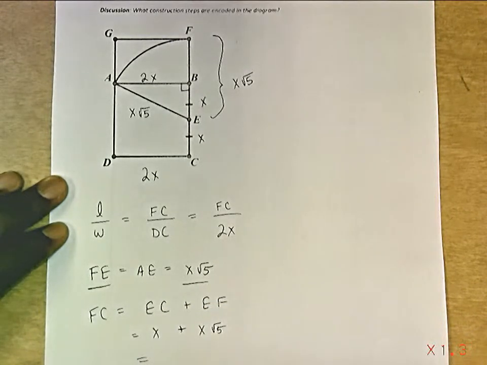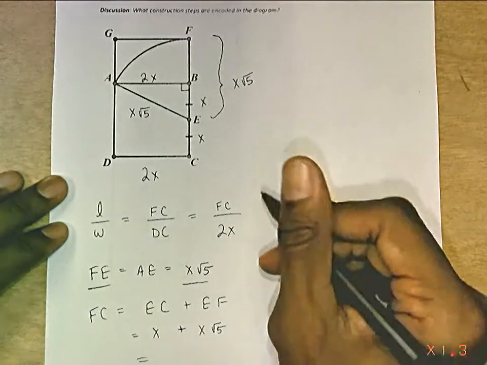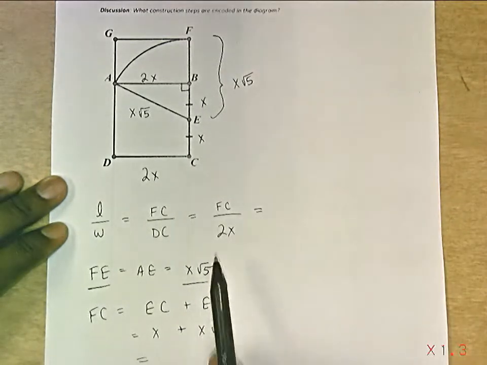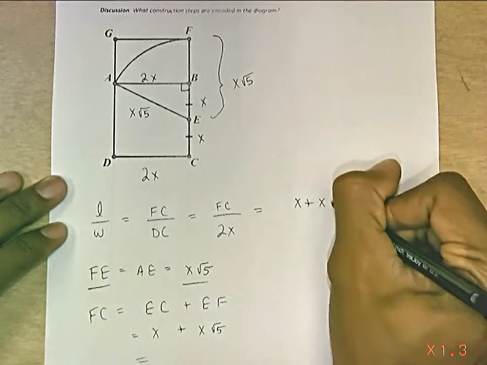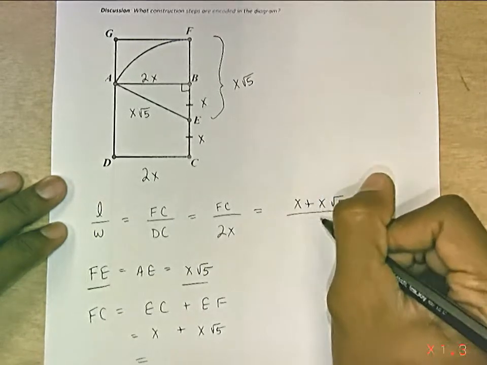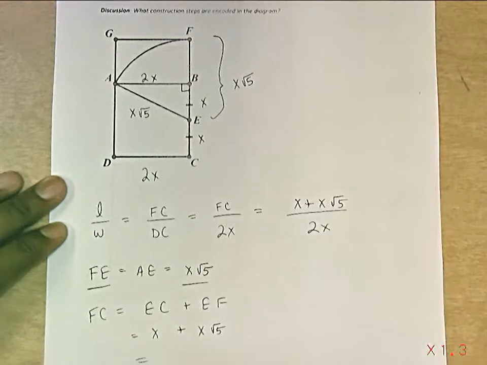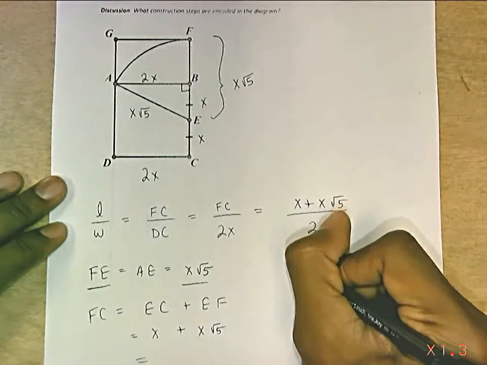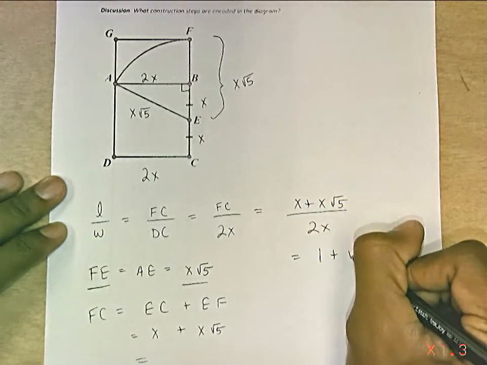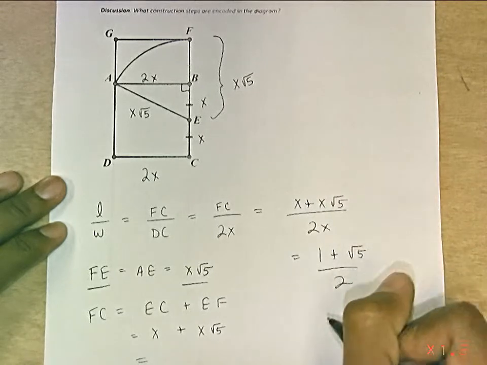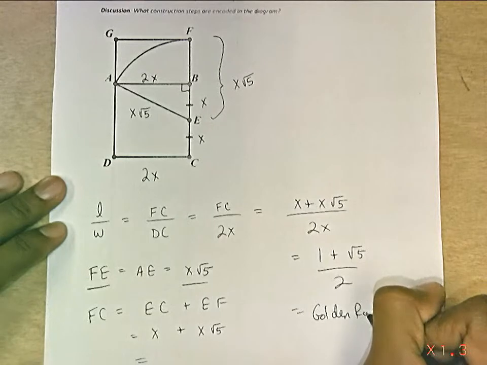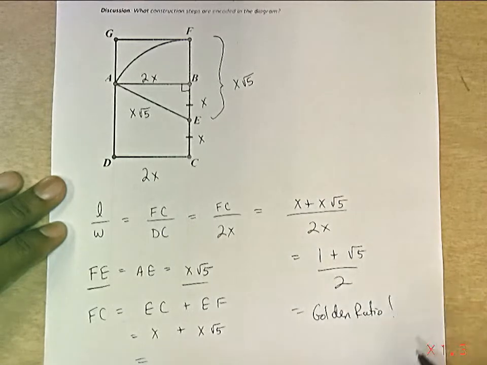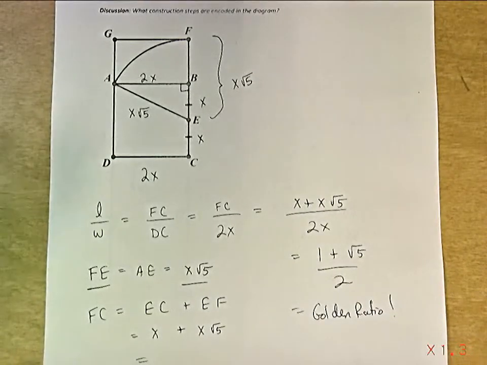In that way, now I know this ratio, which I had started here, is going to be x plus x radical 5 all over 2x. And then that, of course, simplifies to 1 plus radical 5 over 2, which is the golden ratio. So that's the demonstration for students.